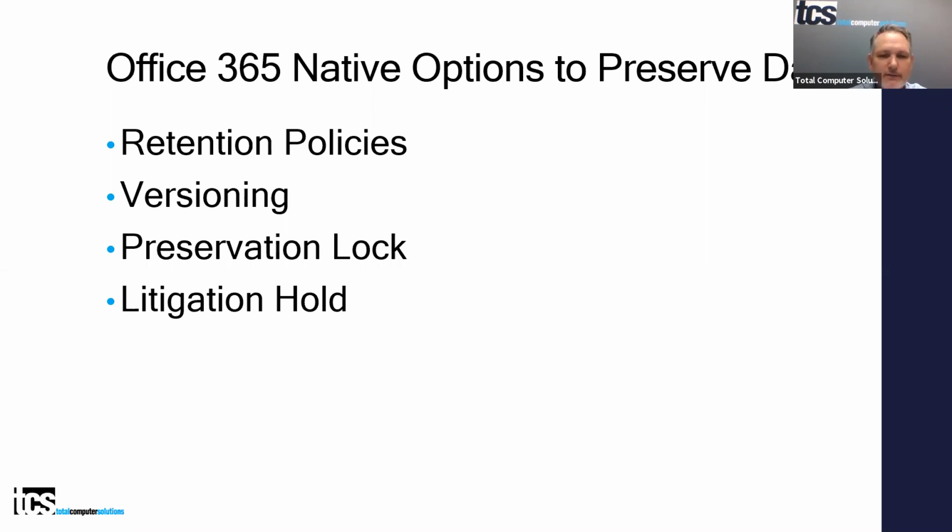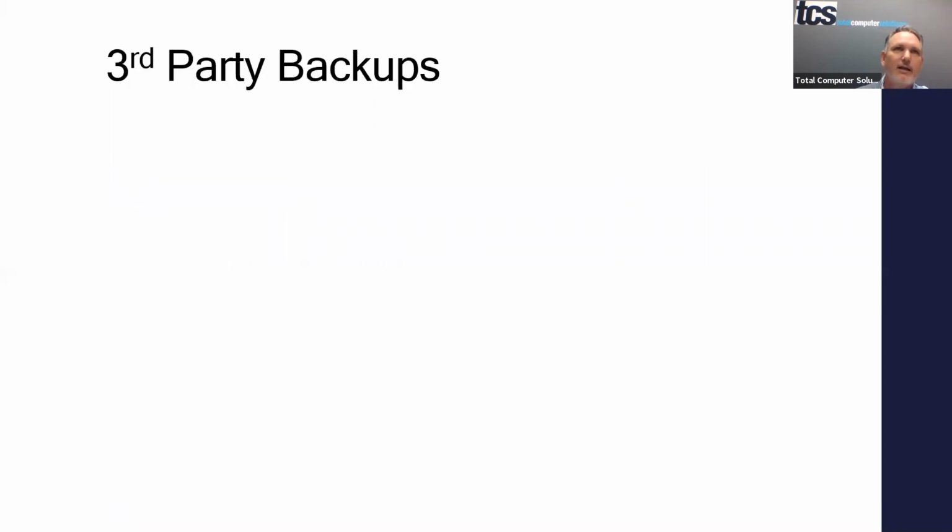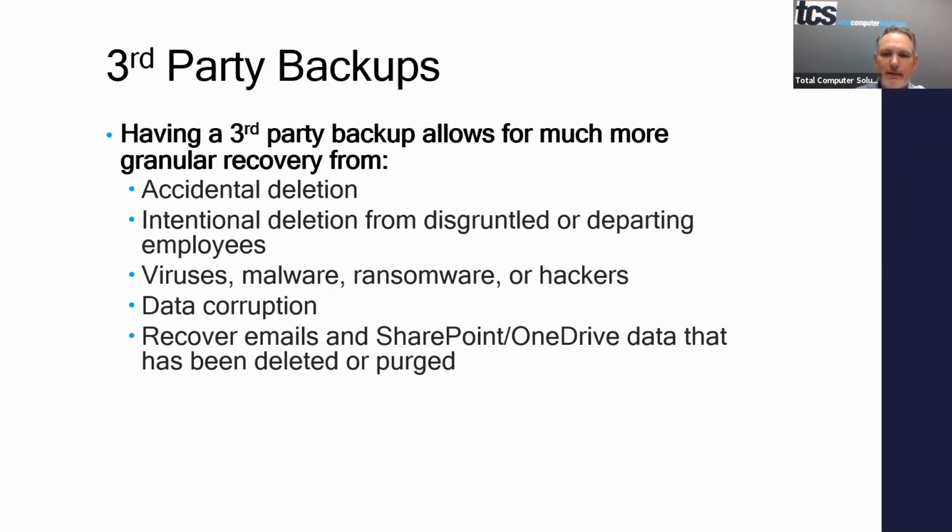Due to the cumbersome nature of setting up the native policies and the added cost of licensing, it's my opinion that third-party backups are the way to go. Like a traditional backup, third-party software allows more granular restores. If you need to go back 6 months to retrieve an email, it's quick and easy.